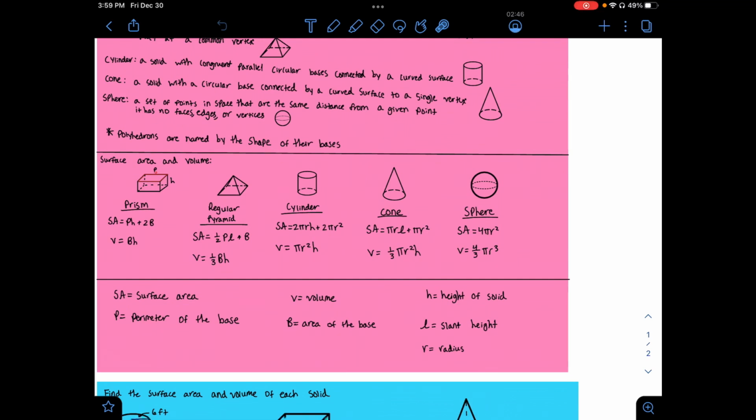For a cone, to find the surface area, you do pi r times the slant height, plus pi r squared, because pi r squared is the area here. The volume, you do 1/3 pi r squared times h. And for a sphere, to find the surface area, you do 4 pi r squared, so this would be the radius. And then for the volume, you do 4/3 pi r cubed.